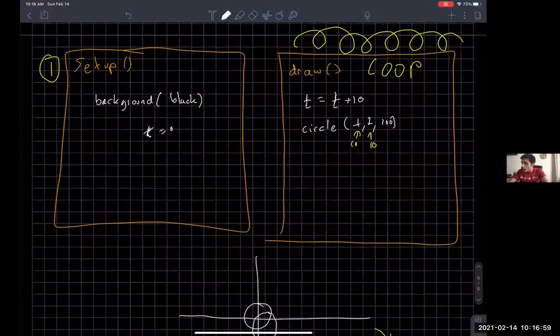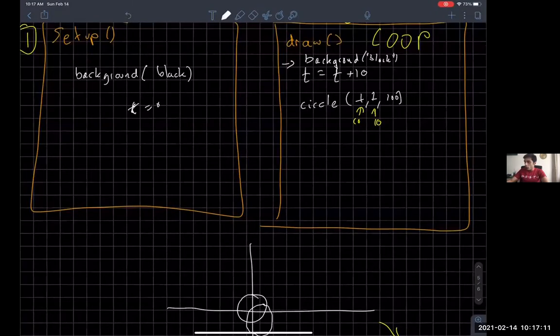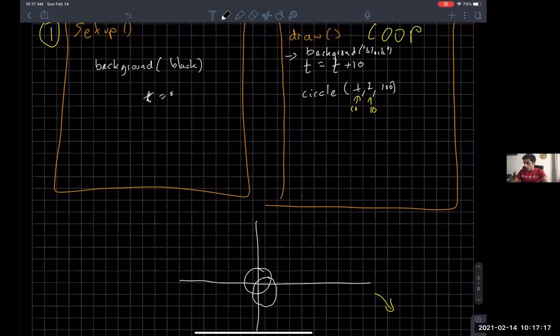Because above this, we put the line background black. Okay, so because this code runs again, what it does is first it draws a background. So let's draw a black background. It draws a black background, all right?